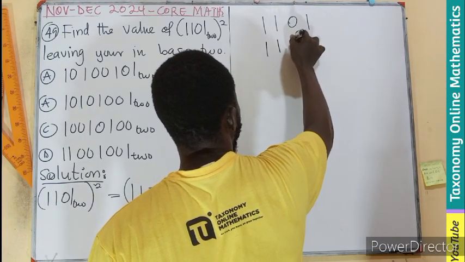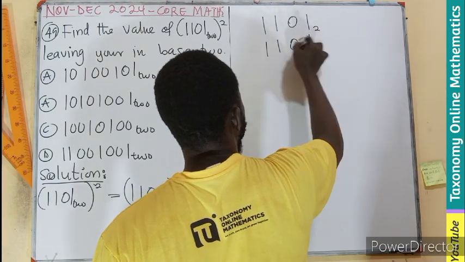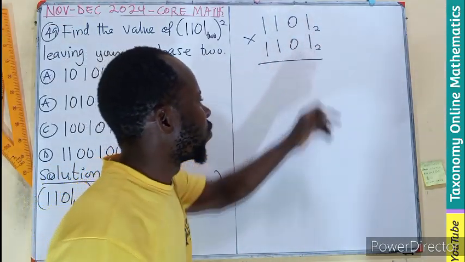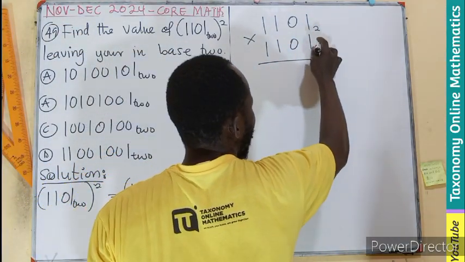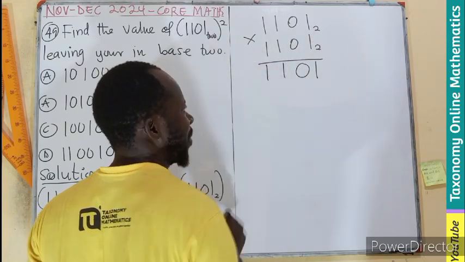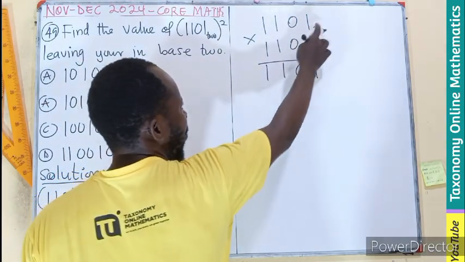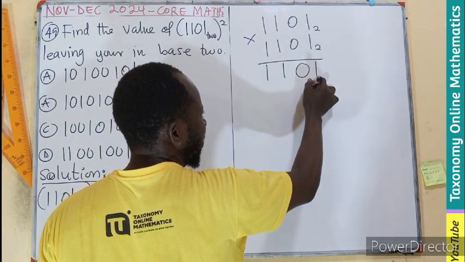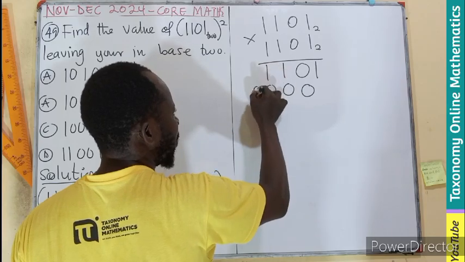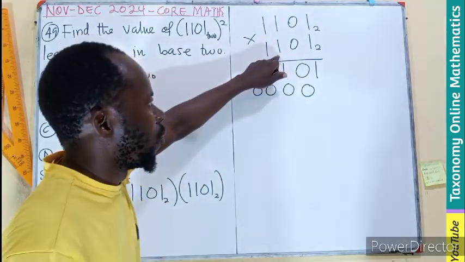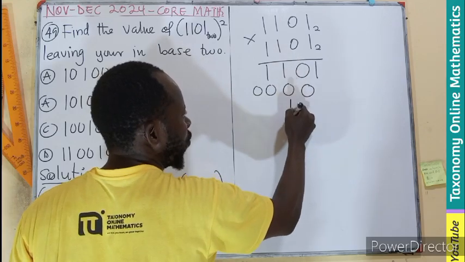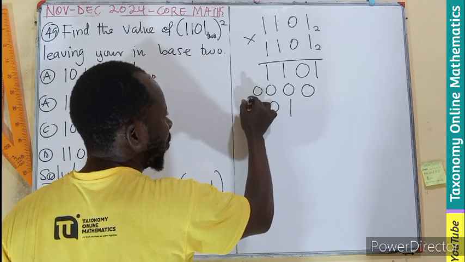1101 all in base 2 multiplying, right? So 1 times 1, that will be 1. 1 times 0, 0, 1, 1 by that multiplication, right? 0 times every number is 0. So 0, 0, 0, and 0. Then 1 will get the same answer as the first one. So 1 times this will be 1, 0, 1, 1.